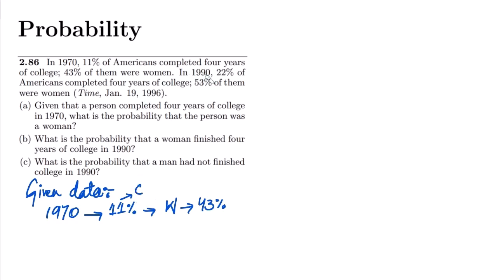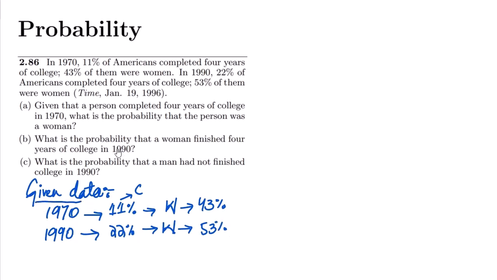Okay, similarly in 1990 22% of Americans completed 4 years of college. So in 1990 how many of them completed the college degree? Those were 22%. And out of them how many were women? Those were 53%. So this is the given data.